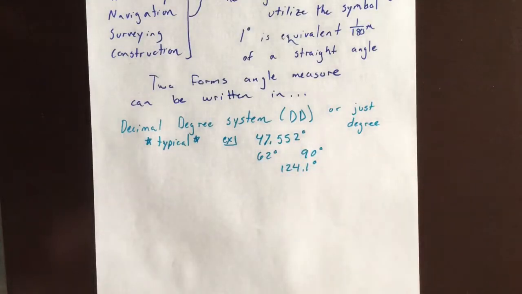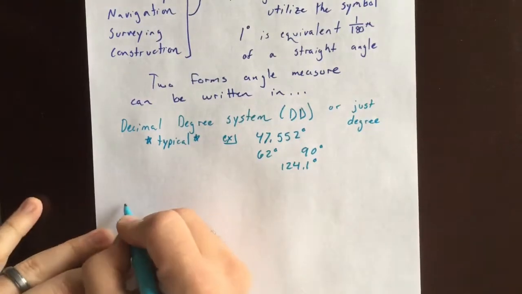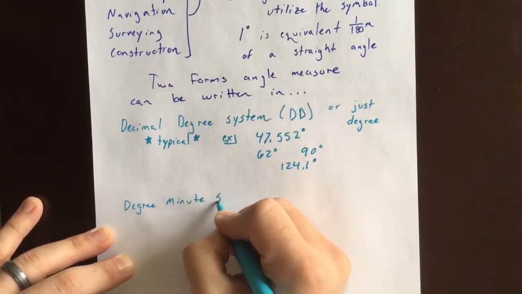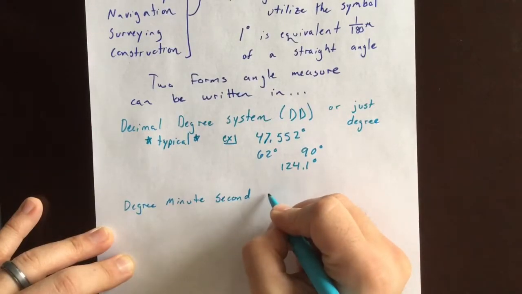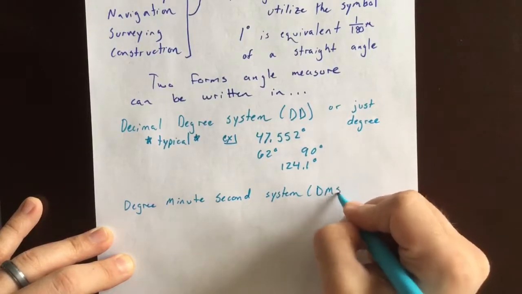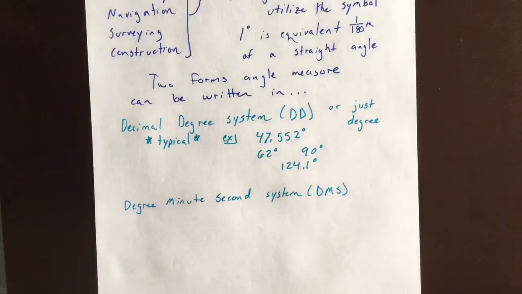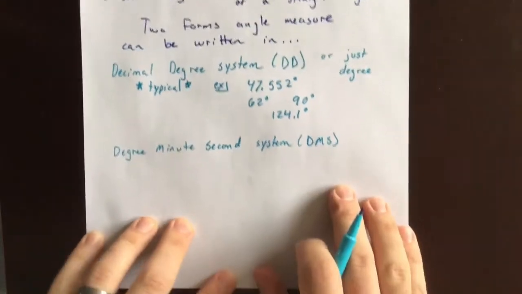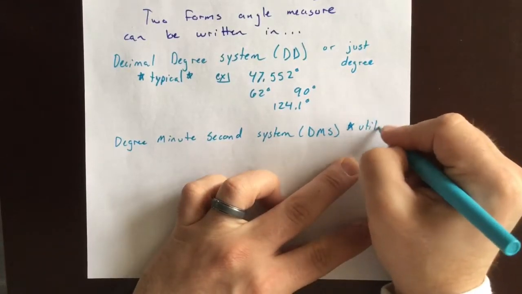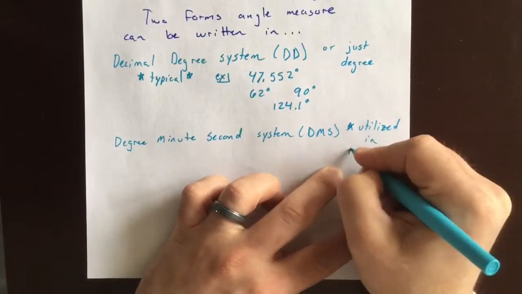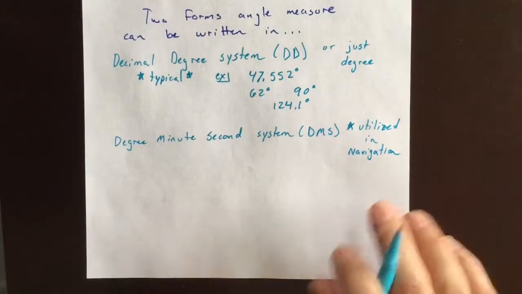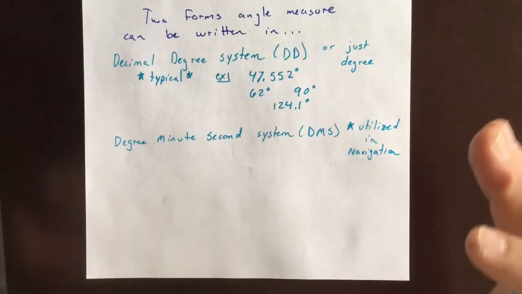The one that we are most probably unfamiliar with is what's called the degree minute second system. Or we're going to abbreviate this DMS, degrees, minutes, seconds. So why this system was created, or where it's used, is that this is often used in navigation, okay? So when we talk about bearing or a course being set, the angle measures are often seen in this format.